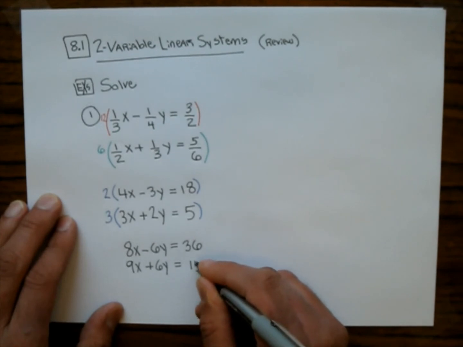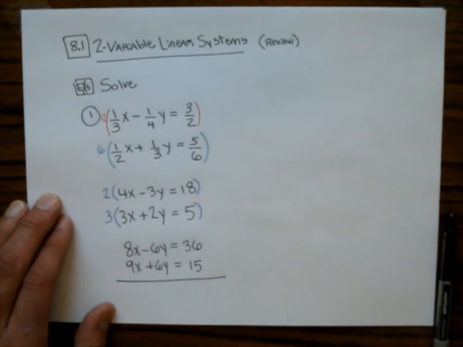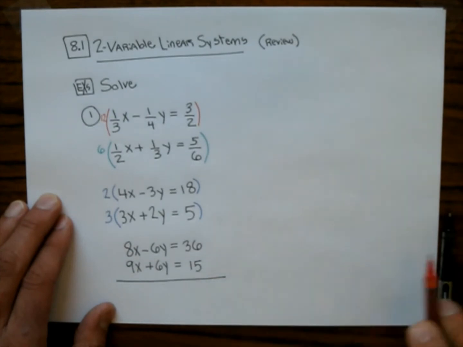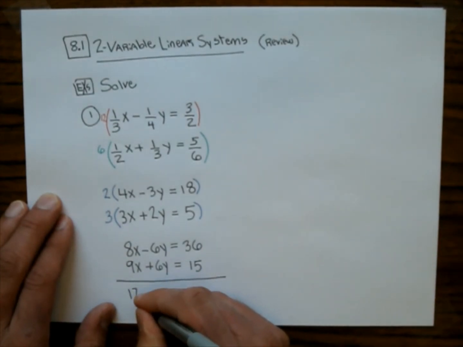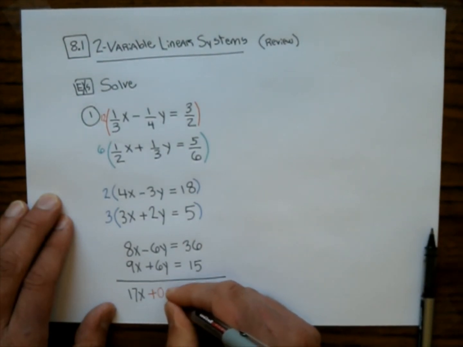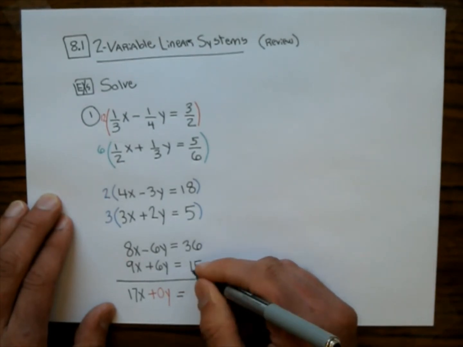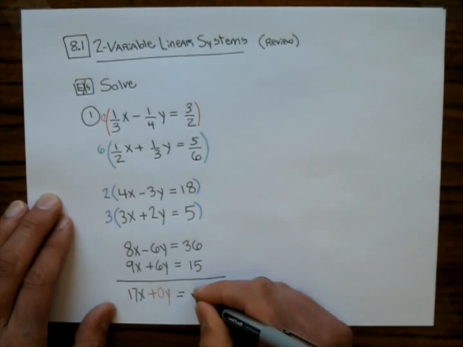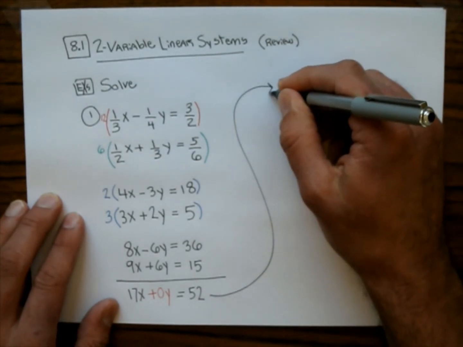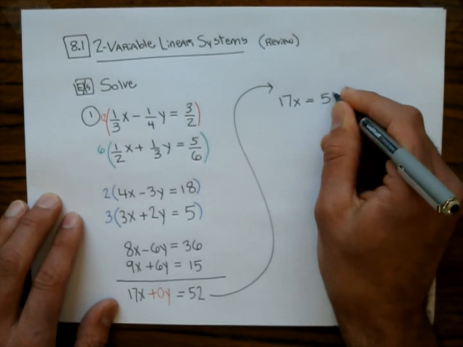is 15. So this method is called elimination because you're eliminating one of the letters. You're eliminating y because I'm going to add both of those equations together. And when I do, I end up getting 17x. This is going to give me 0y. And that's what I want. And then over here, we'll have, let's see, 11 carry the 1, 52. So we'll bring it up here. 17x equals 52.